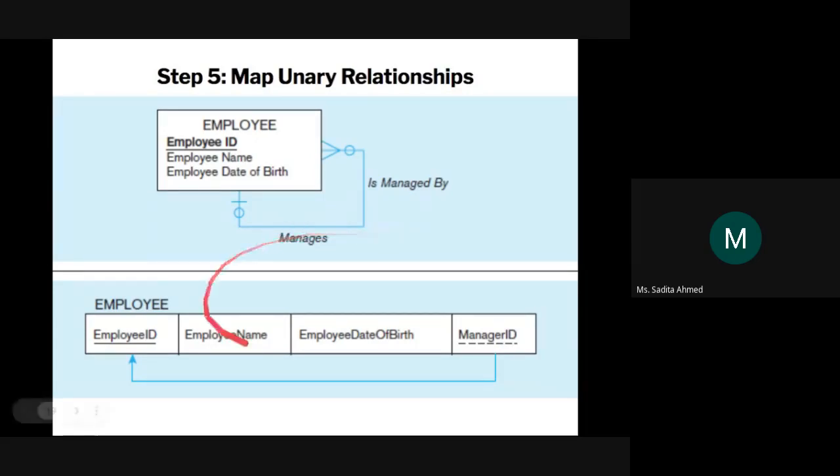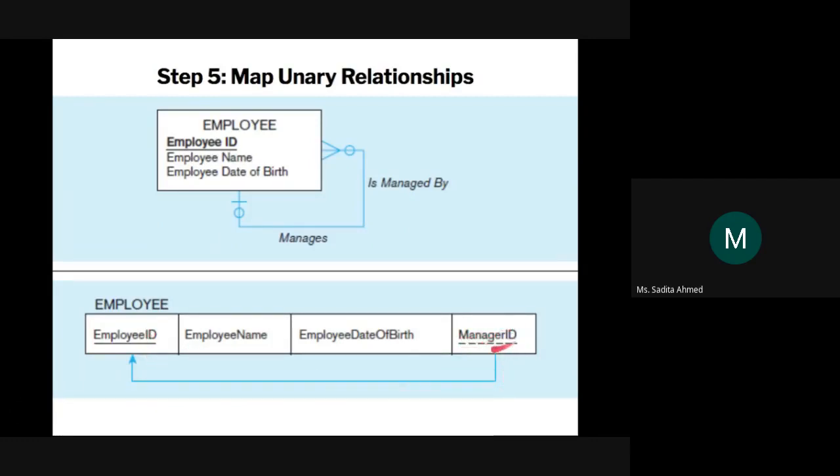Otherwise this solution will not work. This solution works because this one side tells me that an employee may be managed by one of the managers. So a single employee instance has at max one manager. That's why I can keep manager ID as a reference, referencing the primary key of the same relation. As you can see here, manager ID is the foreign key.